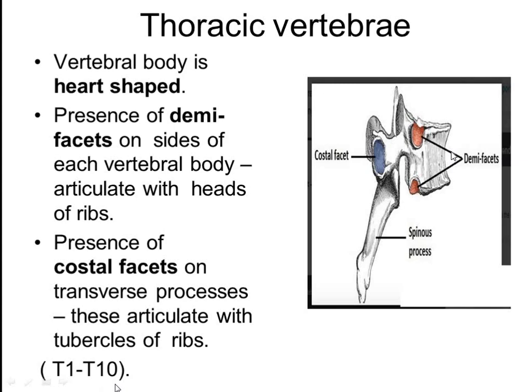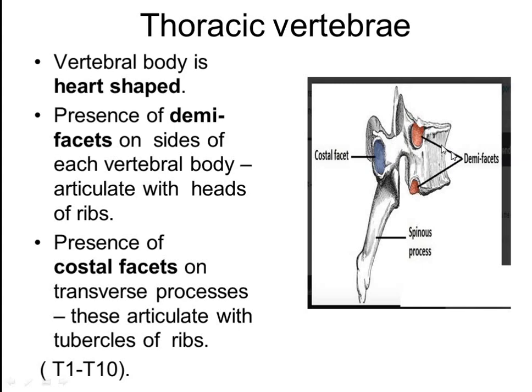The 11th and 12th ribs are floating ribs and they don't have any tubercles, so they don't articulate with the costal facets of the corresponding vertebra. That's why these costal facets are not present in the case of the 11th and 12th vertebrae. But of course, these costal facets are present on the transverse processes of the first to 10th vertebrae.